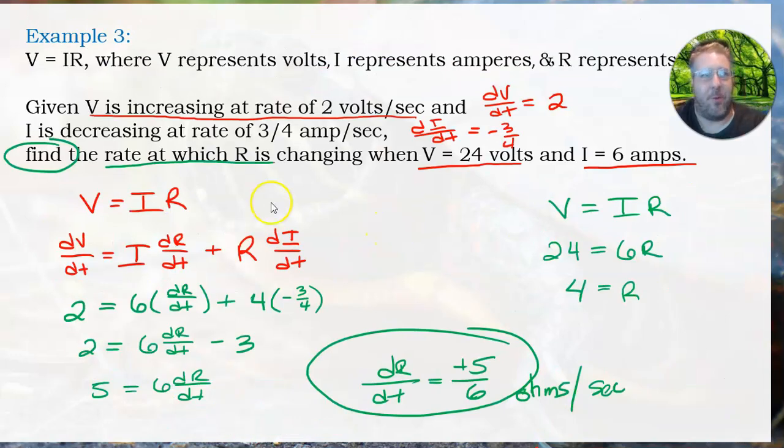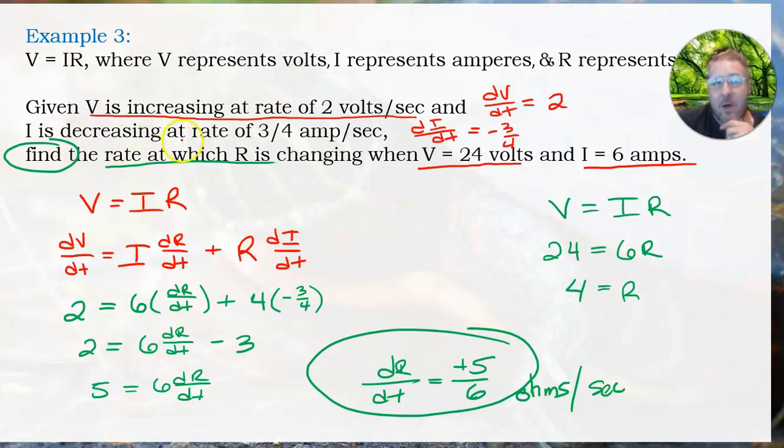All right, example number 3, our last example. Let's see. V equals I times R. V equals the volts, I equals the amps, and R equals the ohms. Given V is increasing at a rate of 2 volts per second. Okay, that's information. That's the rate at which volts is changing. So that's dV/dt is 2.